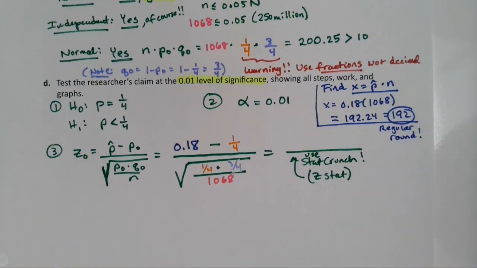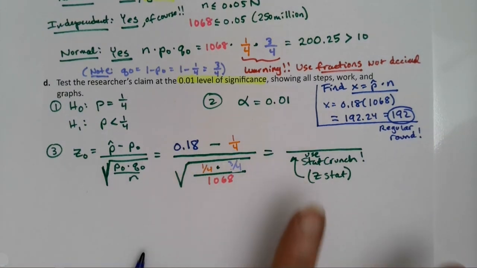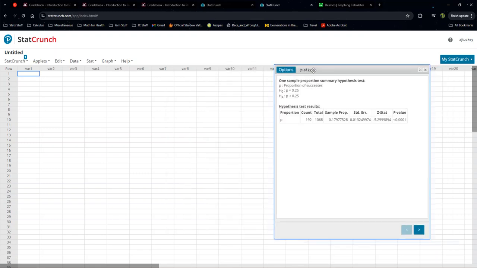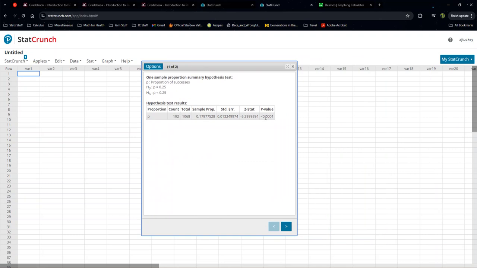Okay, now I don't need it for the problem. I don't need to put it in here anywhere. What I need it for is in StatCrunch, because in StatCrunch, that's the number of successes. It's 192. So if I put the 192 I just found, the 1068 and so on, and I say compute, there we go. Now, again, this page doesn't really have what I need. You can double check yourself that this is the p and the H0 and the HA or H1 that you wanted, and it is.